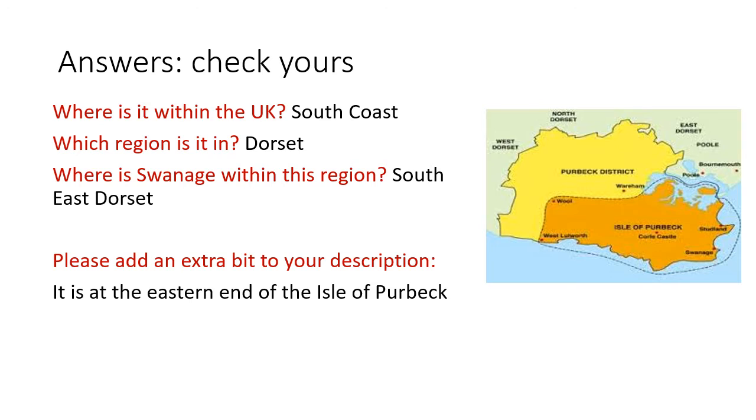Okay, so it's on the south coast of the UK in the county of Dorset. It's in southeast Dorset, and a little bit extra to add to your description. You can see on the map on the right there, this region known as the Isle of Purbeck. Not actually an island, but it is known as the Isle of Purbeck, and it is on the east of that. So could you add that sentence there as well to your location? Pause the video now.